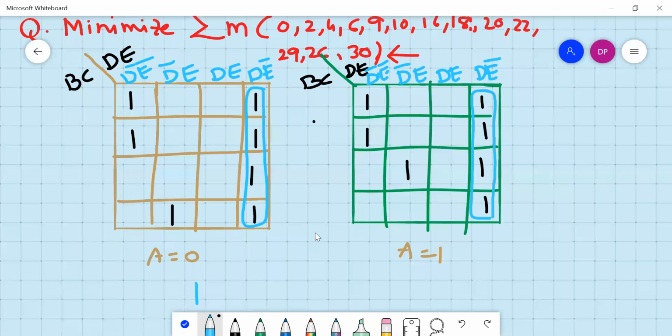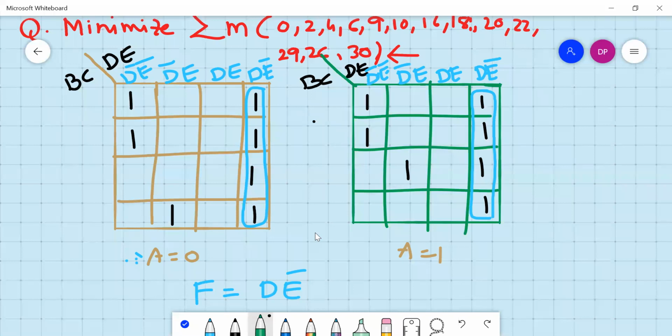So let's write F is equal to, if 8 elements are taken together. So what common term we will get? D E complement. Isn't it? D E complement. Irrespective of the value of A, we got D E complement.